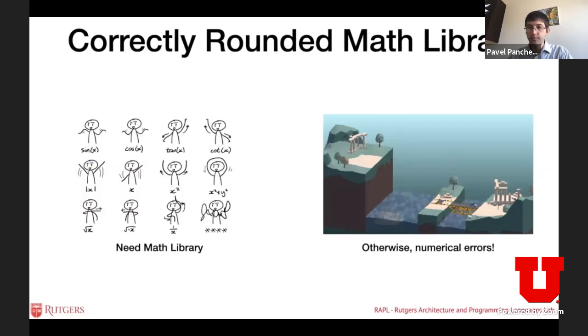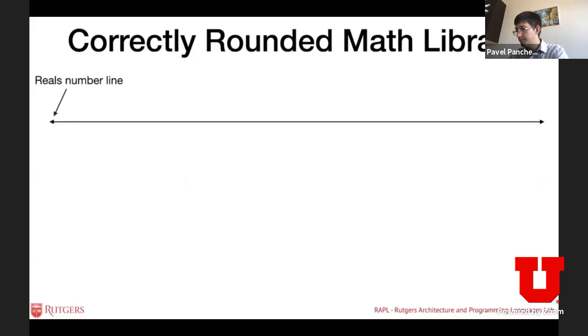So in this presentation, I would like to share with you the experiences we had with creating a correctly rounded math library for these new representations, the challenges in creating correctly rounded math libraries, and our solution to tackle this problem. So let me start off by first talking about what a correctly rounded math library is.